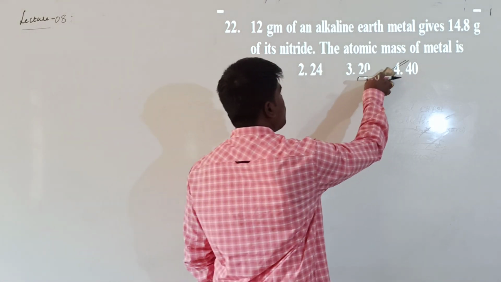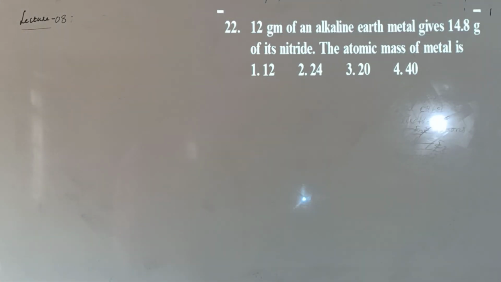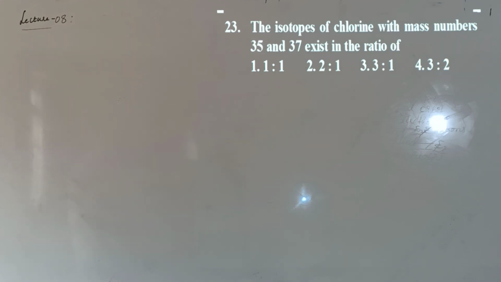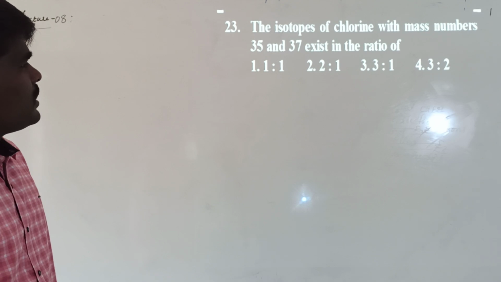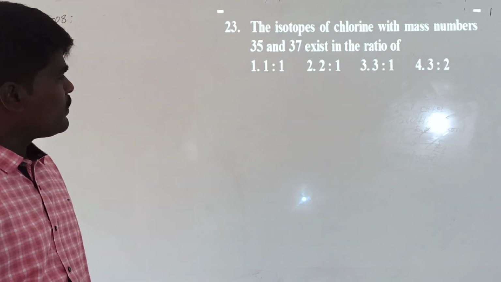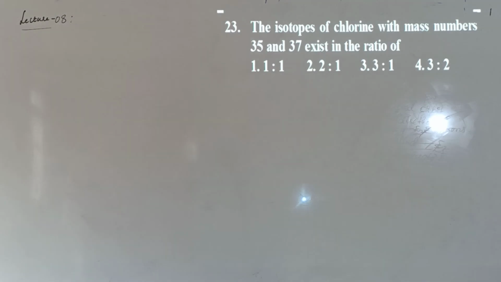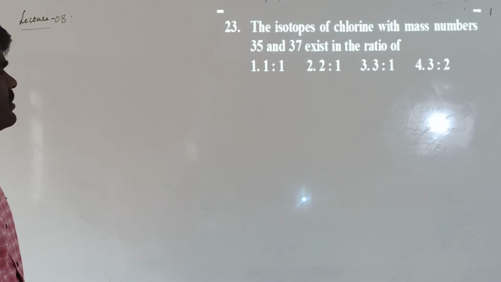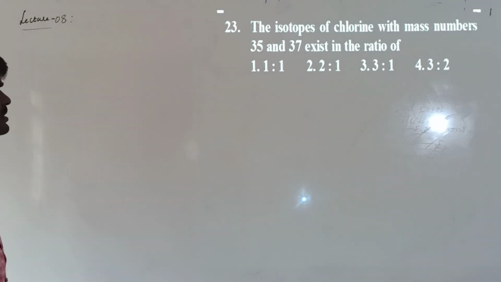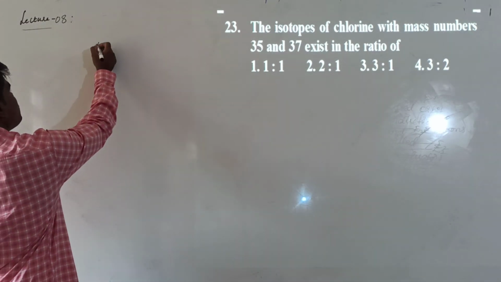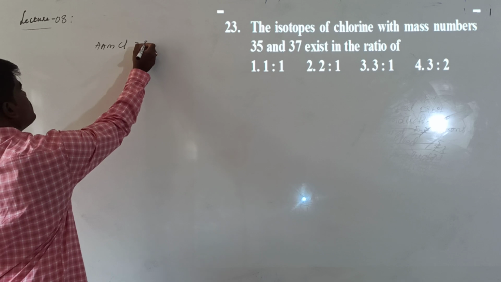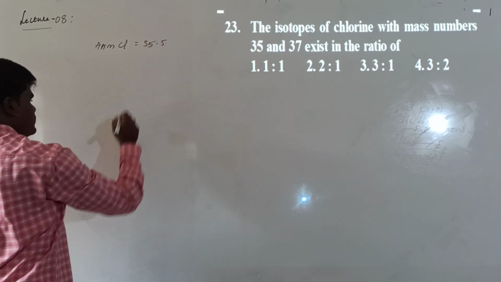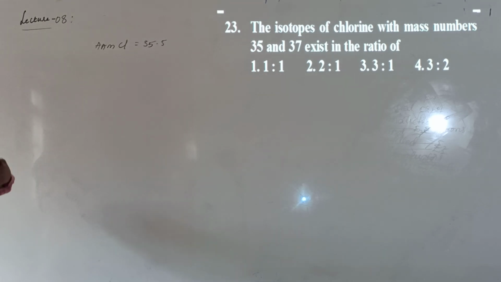Now, the isotopes of chlorine with mass numbers 35 and 37 exist in the ratio of... He is asking the ratio of the percentage of chlorine 35 and 37. Right? So basically, how do we determine the percentage abundance of an isotope when given its atomic mass? Basically, see, the average atomic mass of chlorine is how much? 35.5. Right? How to find out the percentage?